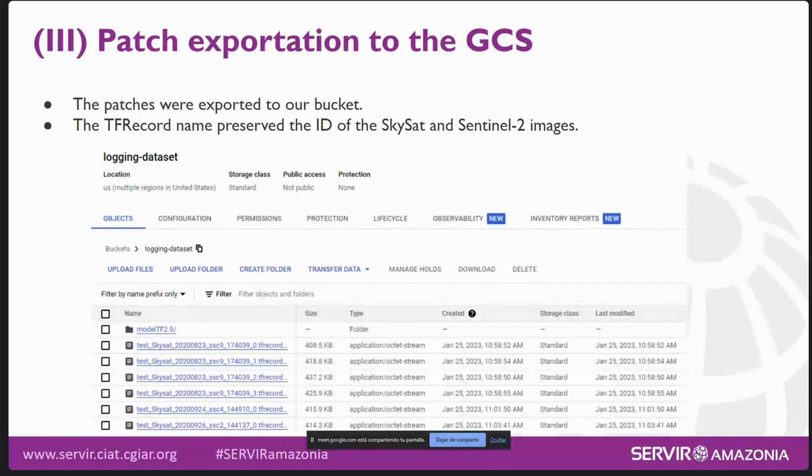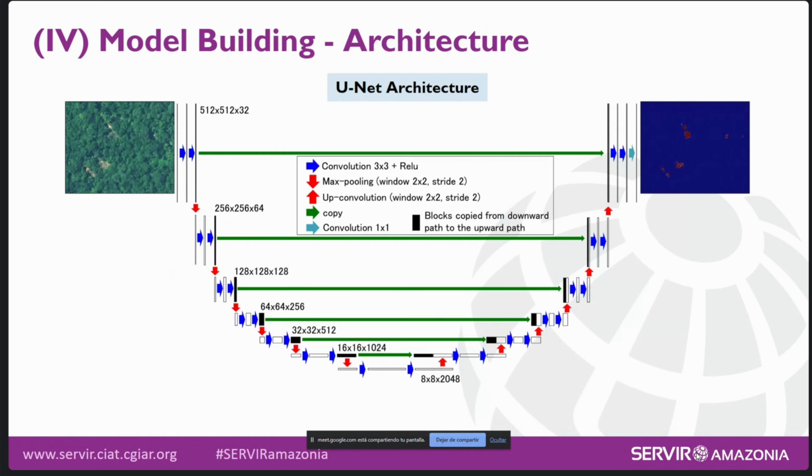And on this slide, we can see that our patches or TFRecords were exported into our own bucket together with our model. And each TFRecord preserved the ID of the SkySat image and the Sentinel-2 image as well. Both datasets were exported into different buckets. Yes. Next one, please. And we can see the model architecture. In this case, we use the UNet model, which showed really good results that we will see later.